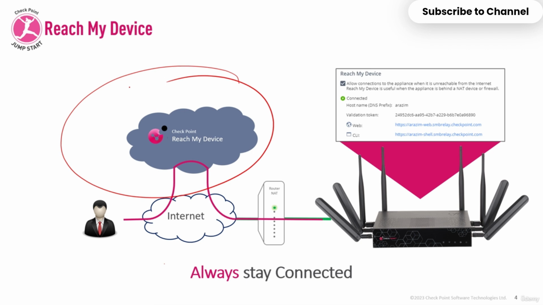When the security gateway enables the Reach My Device service, an outgoing tunnel to the Checkpoint cloud service is established with the appliance IP address.